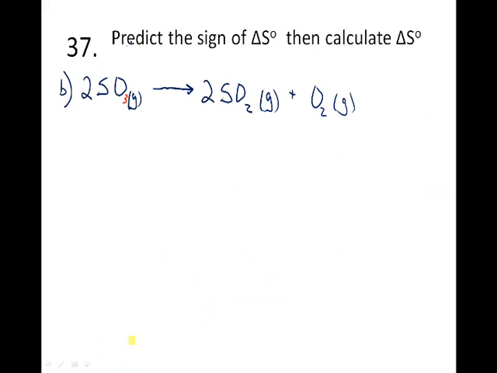B. Here, first of all, let's predict the entropy of this reaction. Is it going to be positive or negative? Well, it appears that we're going from 2 moles to 3. So we're increasing the number of particles. So we're going to be increasing the disorder in the system, increasing the entropy.